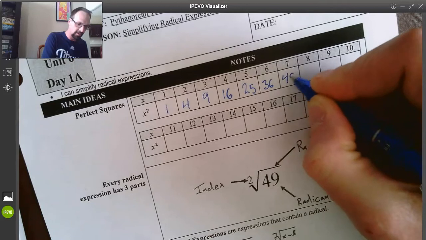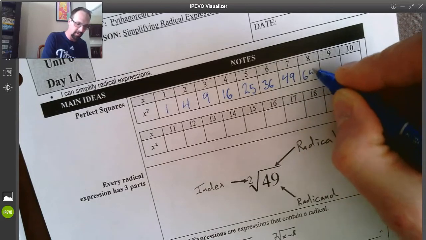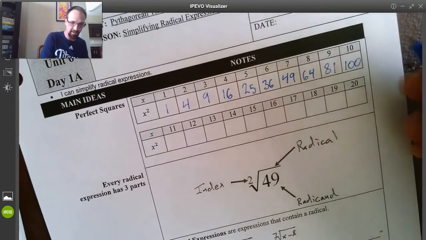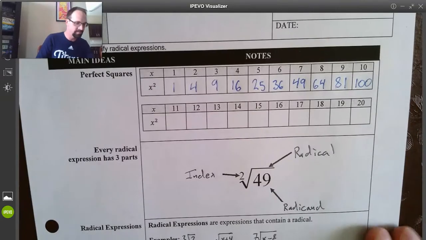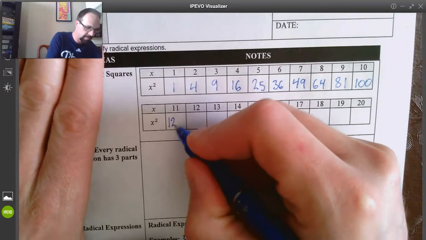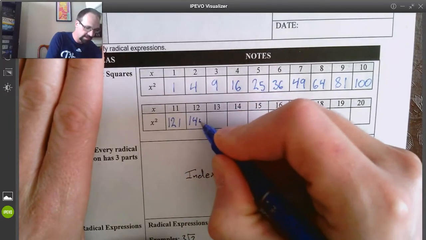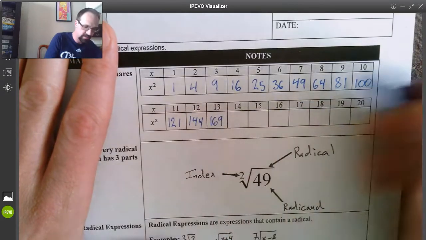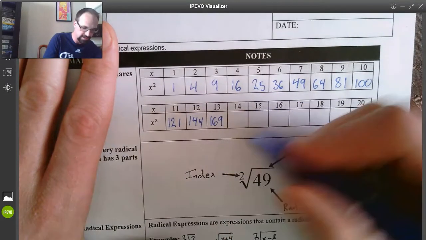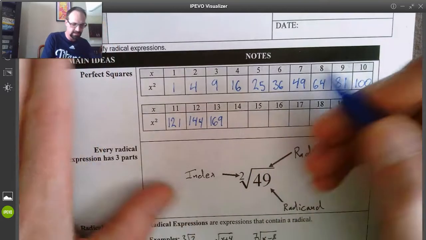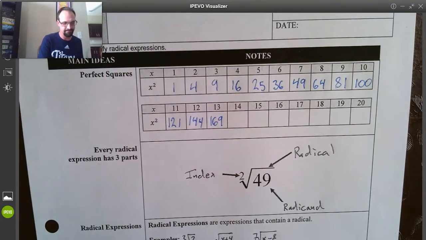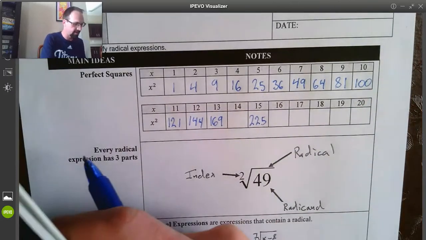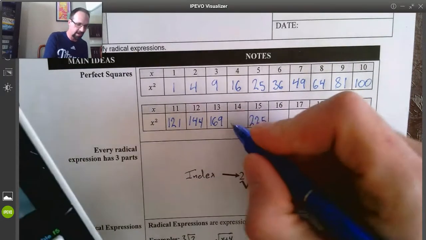36, 49 for 7, 64 for 8, 81, 100. Now it starts to get a little dicey. All right, 121, 144, 169, 14, 225. Yeah, I'm not feeling confident with these. All right, let's just grab my calculator.